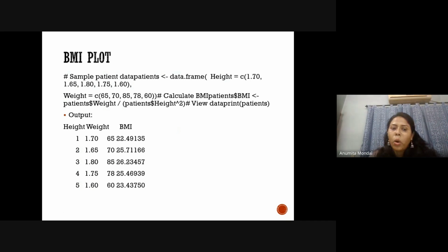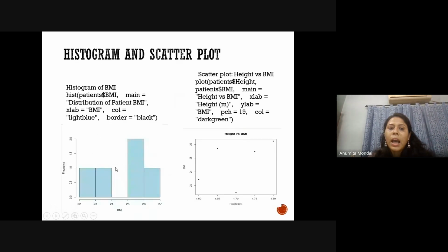Last one is the BMI plot. In this BMI plot, I have plotted some patients and their height and their weight, and then we calculate the BMI. After calculating the BMI, I just print the data. This is the data set after calculating the BMI, and then I plot the data in two ways. First one is the histogram, and second is the scatter plot. In the histogram, we can see the data frequency, and the largest frequency is 2. In the scatter plot, we can see the maximum BMI is 26 for the 1.28 height.